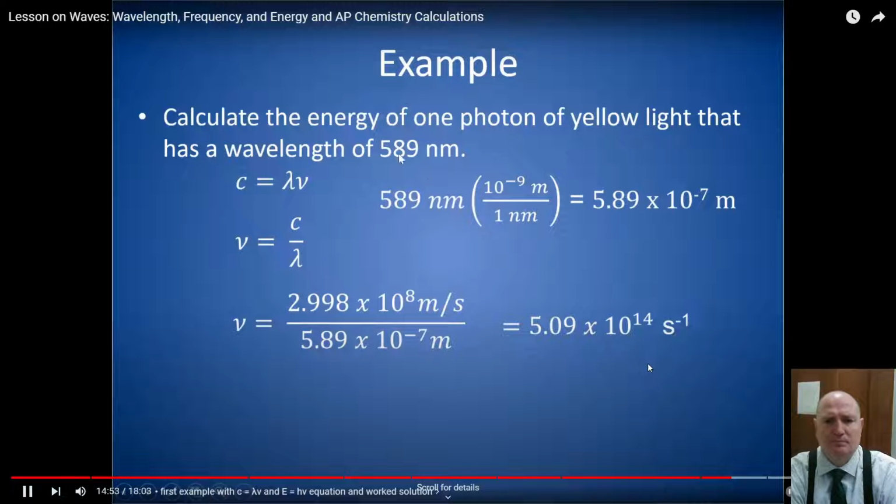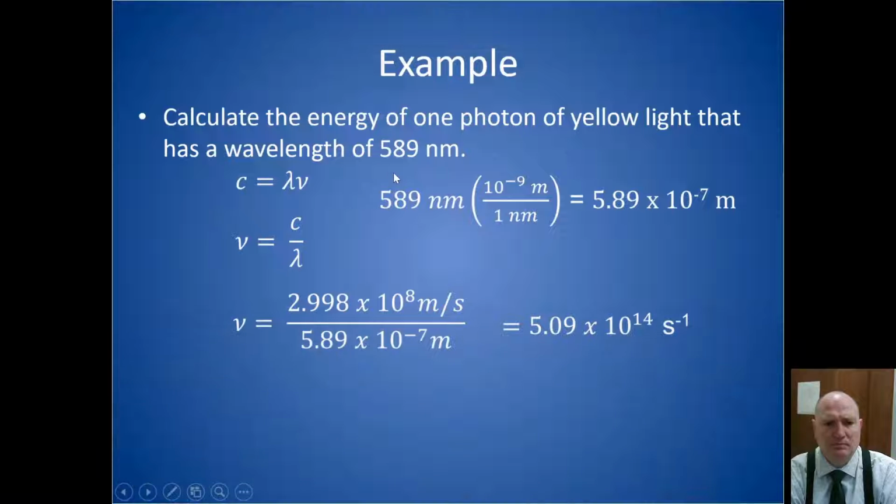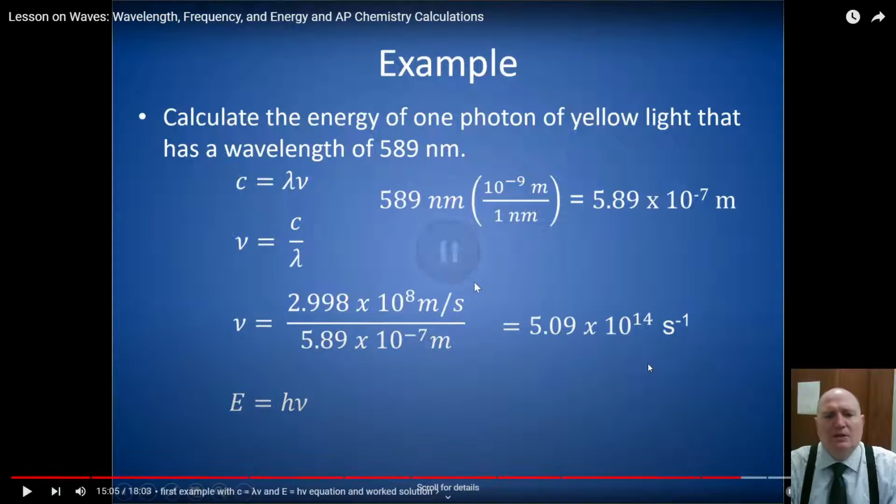Now I can go one step further and calculate the energy. I can calculate the energy now that I have the frequency. Again, I had to get frequency first because my energy equation is in terms of frequency, not in terms of wavelength. Just want to pause for a second there.